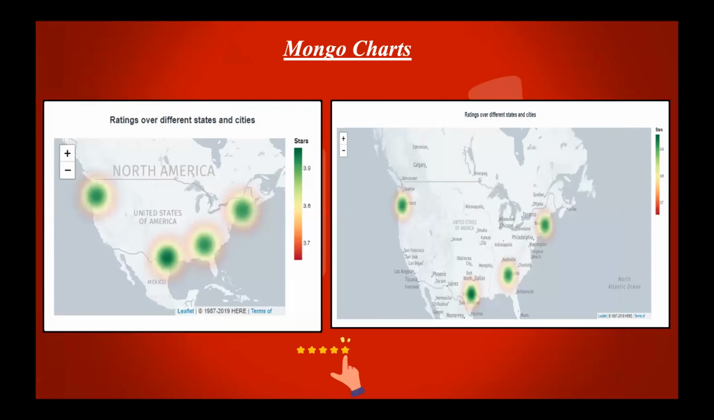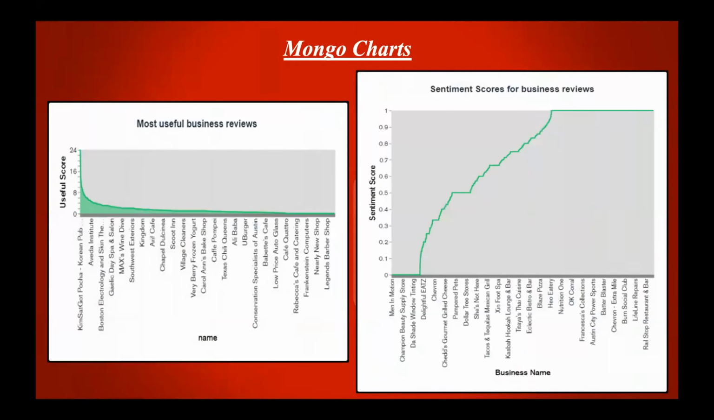Next is based on geographical location. We can see which cities or which states are performing better in terms of average ratings. As we can see, Beaverton has a pretty good overall rating compared to Boston. The next one is the most useful business reviews.